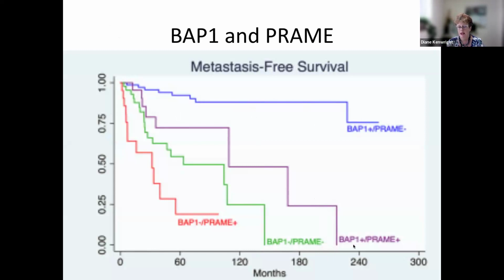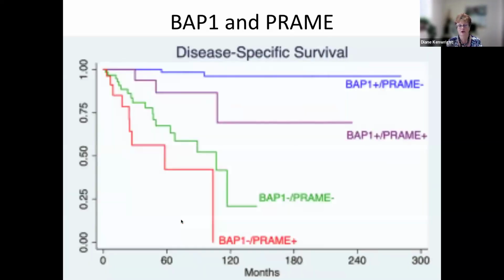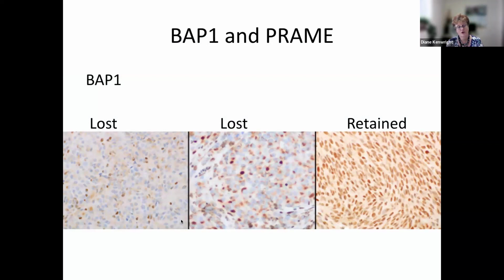And then the BAP1 retained, PRAME expressing tumors. And then we've got the ones that are abnormal for BAP1 but normal for PRAME. And then if they are both abnormal, then you can see that the survival is very poor. Okay, so that's both metastasis-free survival and disease-specific survival. The curves are similar. So often when we talk about BAP1, we will say whether it's retained, which is normal, or lost, which is abnormal.